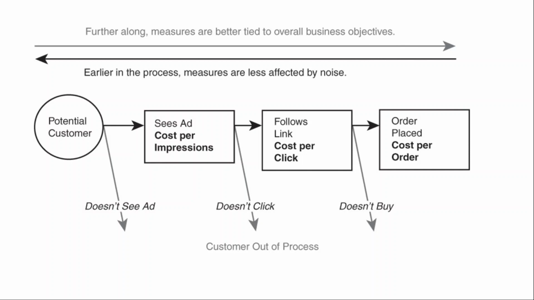and impacts your cost structure there. If they see the ad but don't click on it, they fall out of the process as well. But if they do click on it, then the consumer falls into the cost per click. If they don't buy, they fall out of the process. But if they do buy, then that individual customer is included in what we call cost per order.